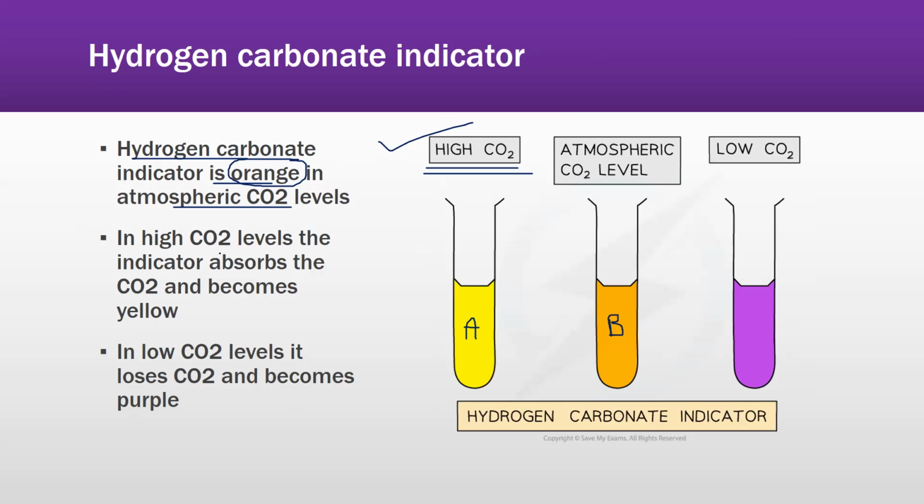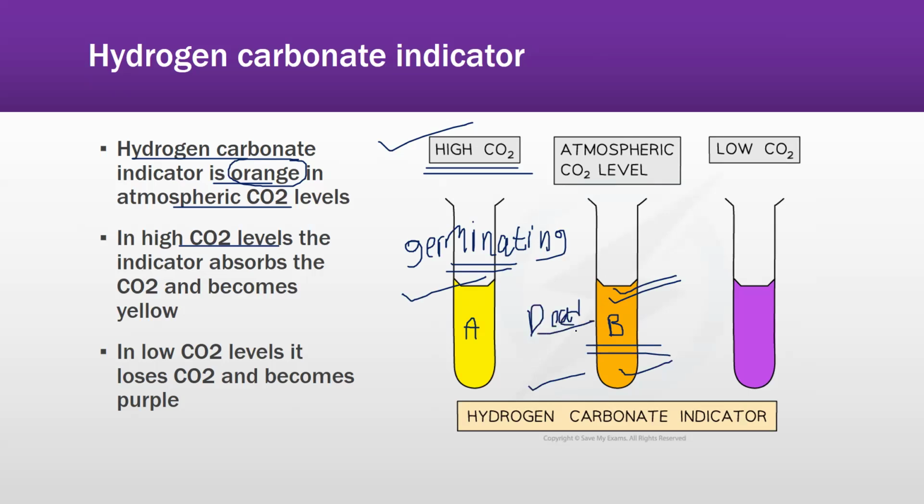In high CO2 levels, the indicator becomes yellow. Where did it turn yellow? In the germinating seeds. In the germinating seeds, it has become what? Yellow. Where did the orange stay orange? No color change was observed in B. Hydrogen carbonate is orange. It remained orange in the dead seeds because dead seeds did not carry out respiration.